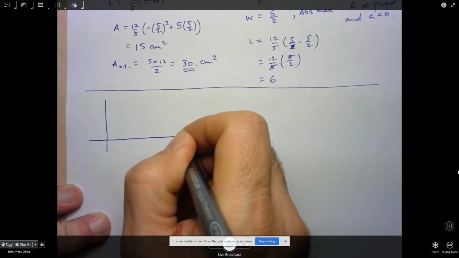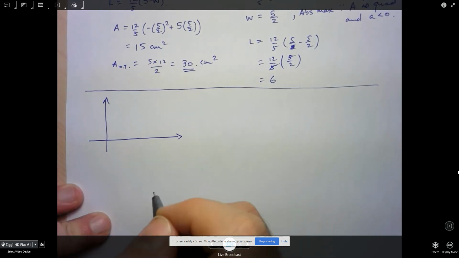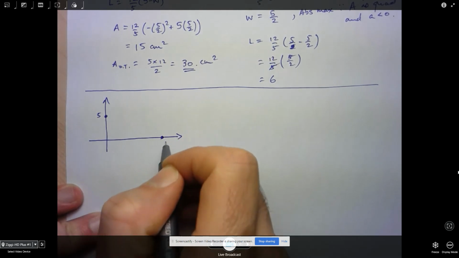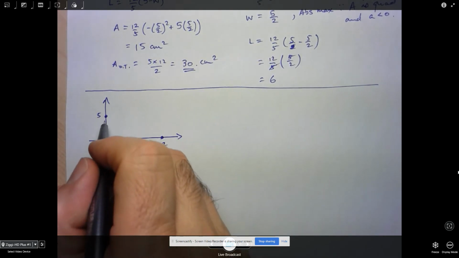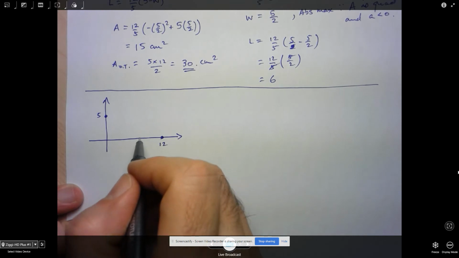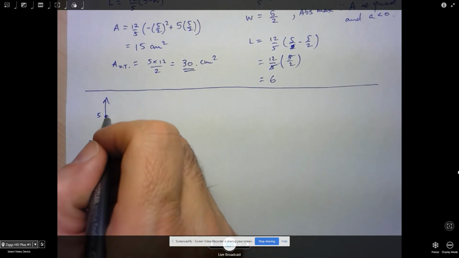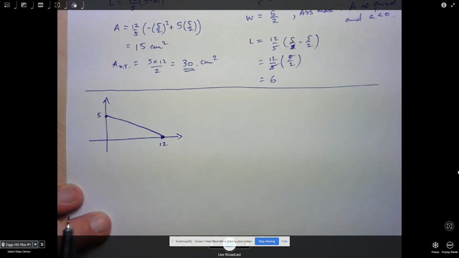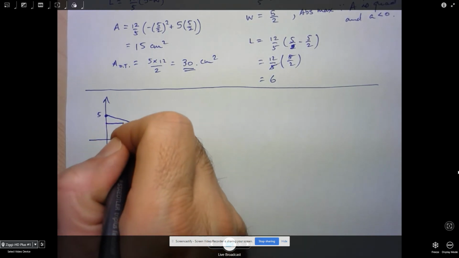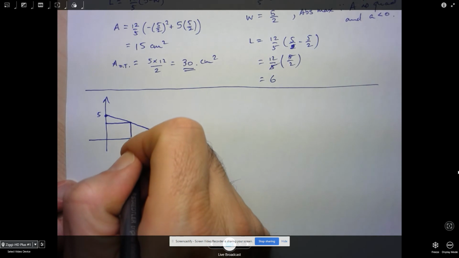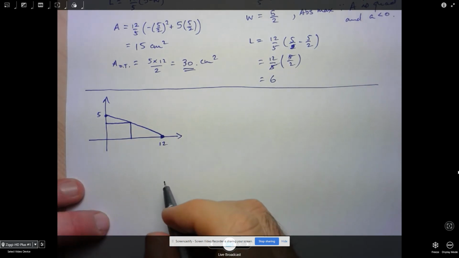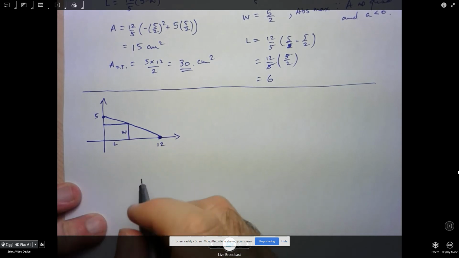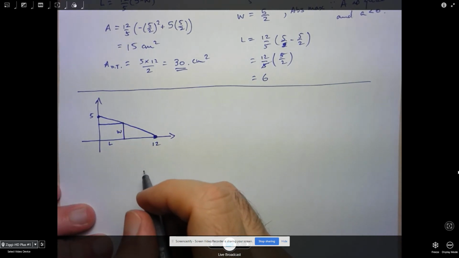I might have taken a Cartesian plane and said, well, here's the point (0, 5), and here's the point (12, 0), and the triangle makes sense to have it lie on the x and y axes. Here is the triangle, and I have to draw a rectangle that's inscribed inside that triangle. So this is still my length and my width, except now I can relate everything to x's and y's.